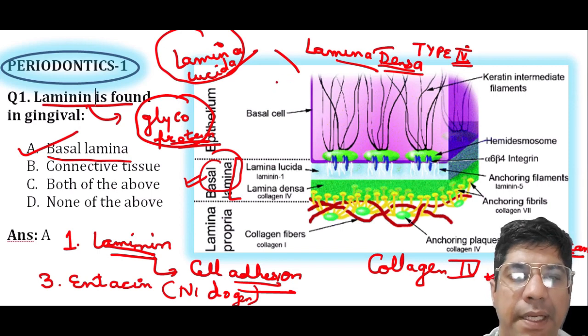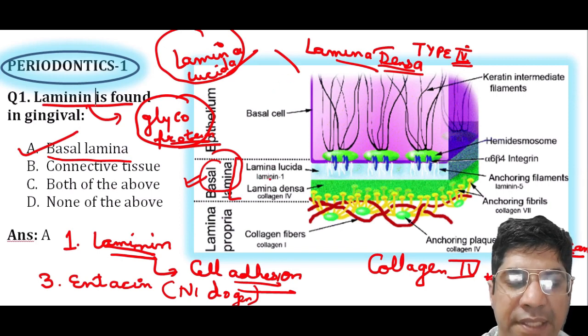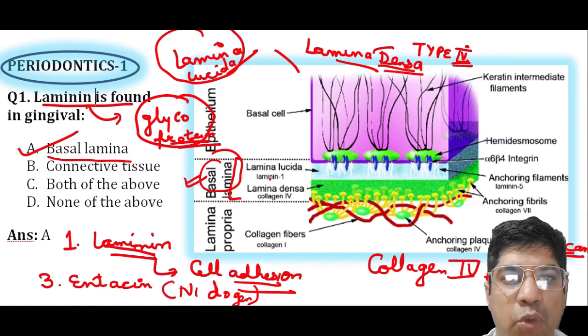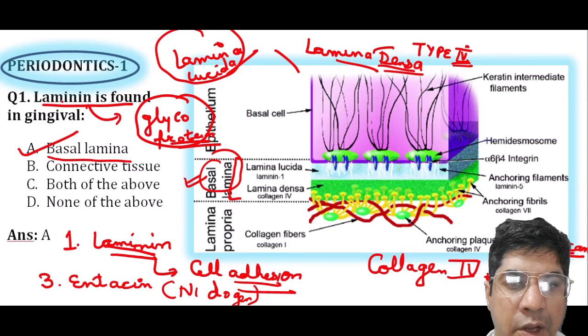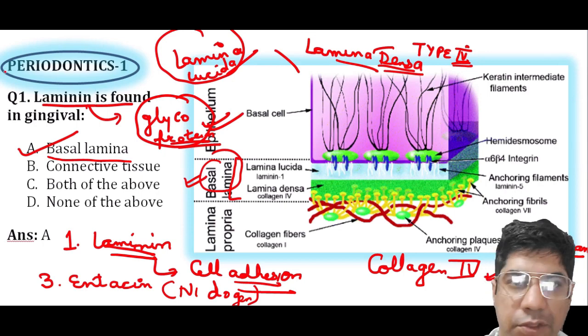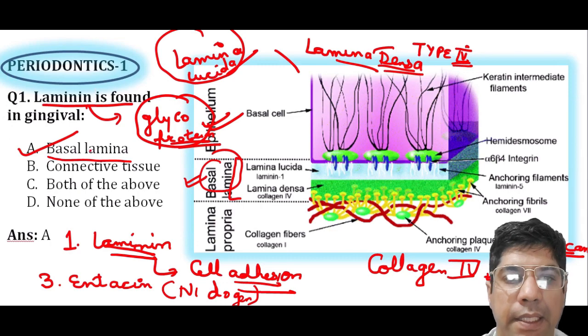Now, the basal lamina is important for several reasons. It provides mechanical support to the overlying epithelium. It acts as a barrier that separates the epithelium from the underlying connective tissue. It promotes cell adhesion, as it has the laminin glycoprotein that helps to attach cells to the extracellular matrix. So the answer would be A.